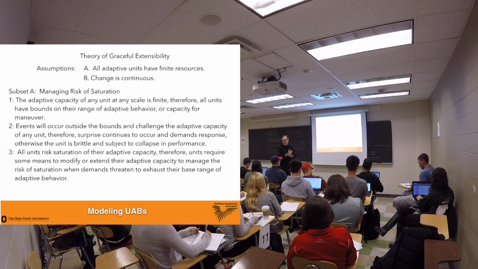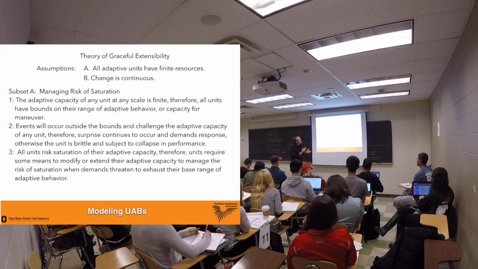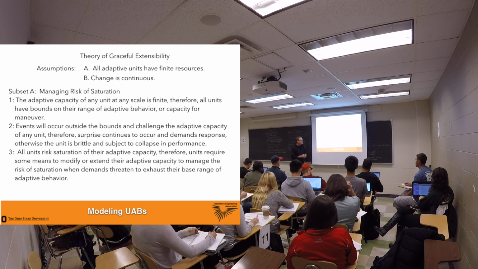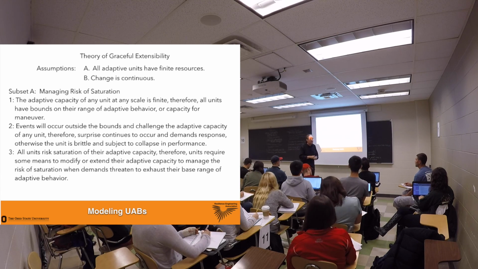Again, we will post all the slides. Therefore, when surprise occurs and demands a response, the unit will be brittle and subject to collapse unless it has some additional adaptive capacity. That ability to stretch at the boundaries is graceful extensibility. Right? That's point 3. Since they all risk saturation, they have to have some means to extend performance, extend their base range, even though it may take different or extra resources that they have to invest in well in advance of when the performance is demanded.